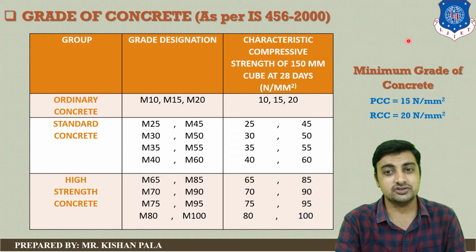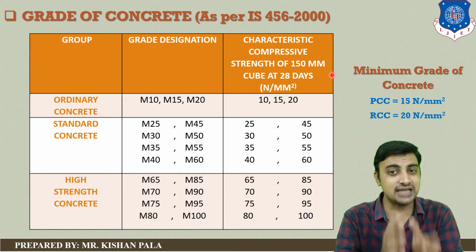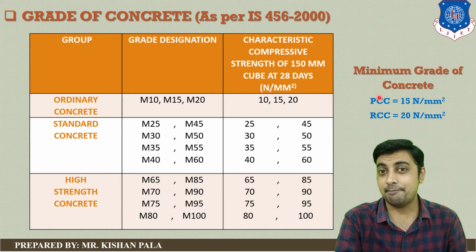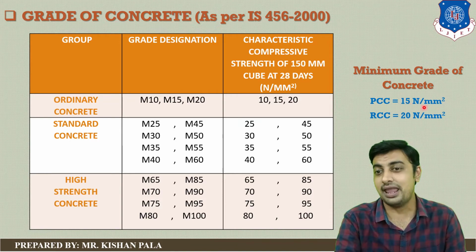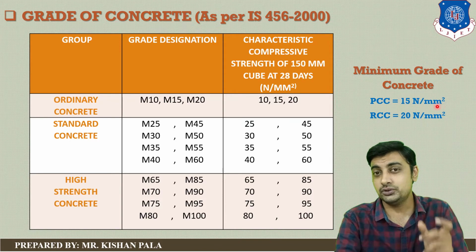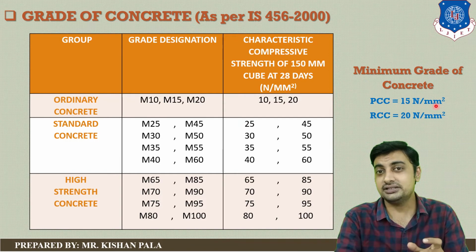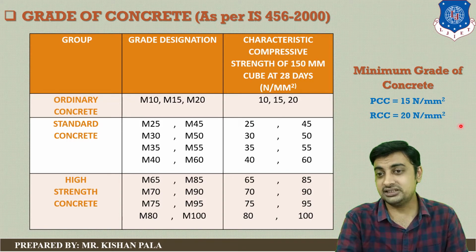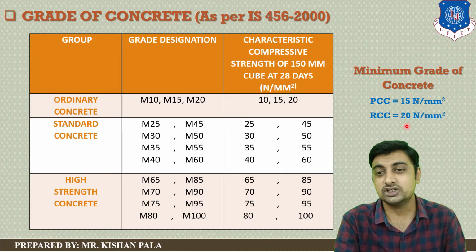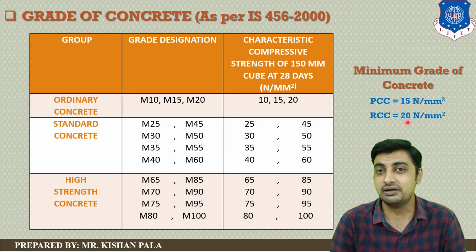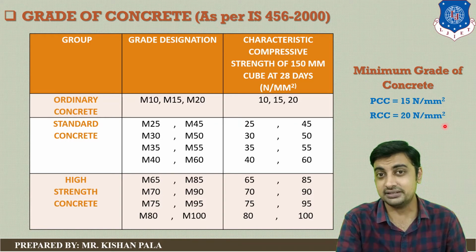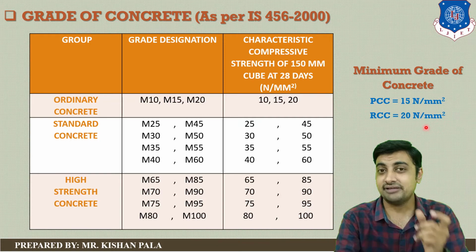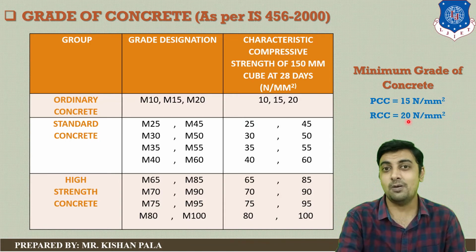and if we talk about the minimum grade of the concrete mass you should consider at your site for plain cement concrete, PCC, you have to use at least 15 Newton per mm square. It means you have to use M15 at least for PCC. And if we talk about RCC, reinforced cement concrete, in that case you have to take at least 20 Newton per mm square. It means if you are constructing RCC elements, in that case you have to take at least M20 grade of the concrete mass.